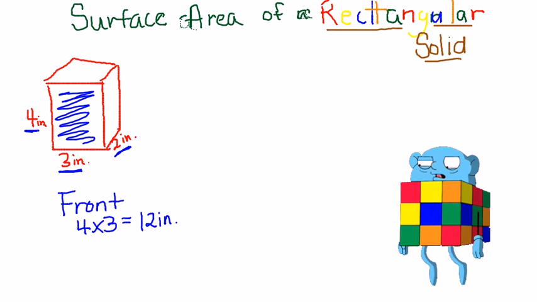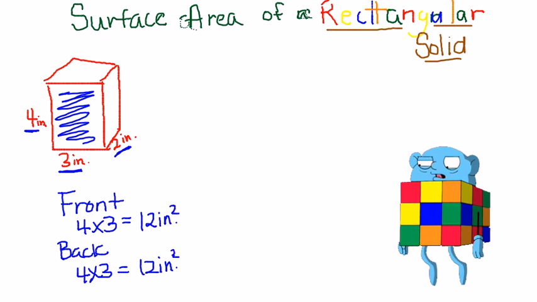Another side that's identical to it is the back of this figure, it's going to be the same. Otherwise, this would be very weird shaped because they have to match. So your front matches your back. So your back is the same dimensions, and that is 12 inches also. And these are squared because remember we're finding area here, so square inches.